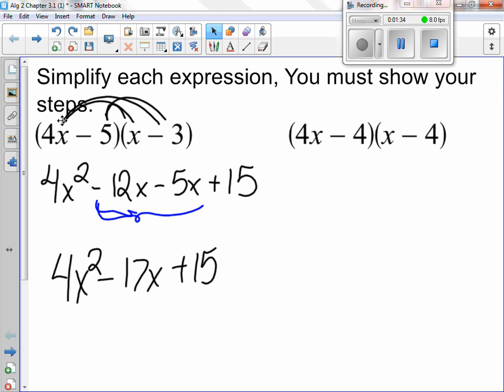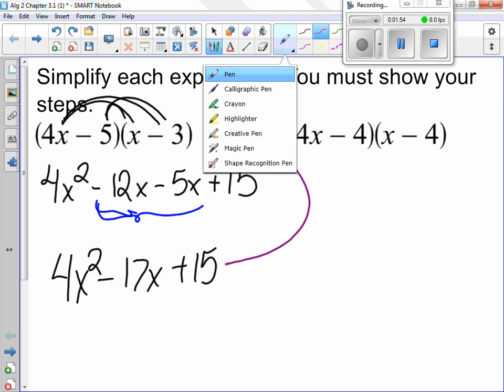Now, what we're going to be doing today is factoring. So we're going to be going backwards. When we factor, we're going to start out with this quadratic and take it back into this form. We're going to split it back apart. Factoring is almost our distributive property, undoing the distributive property.